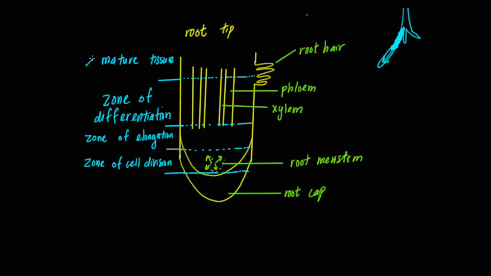Where does the growth start? So let's look at this. This shows a cross-section of the root tip. This is the phloem and this is the xylem. Now, what happens is at the zone of cell division, the cells divide rapidly by mitosis. In the case of the root tip, some cells formed by the root meristem are used to replace the cells of the root cap. This is the root cap.